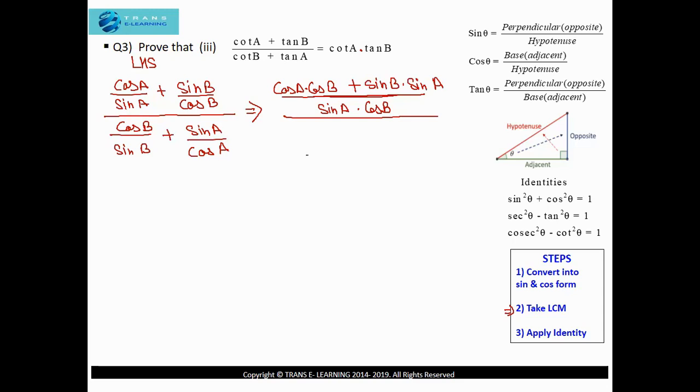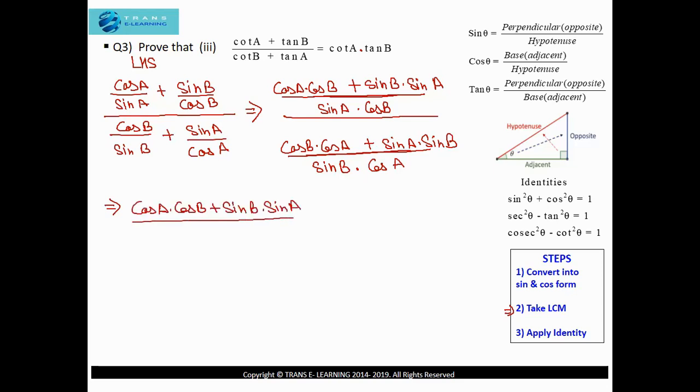We are going to apply the same method of taking the LCM in the denominator. So the denominator LCM will be sine B into cos A, and taking the LCM, we will get cos B into cos A plus sin A into sin B. Now we will be taking the reciprocal of the denominator. So what expression we get, I'm going to write it down.